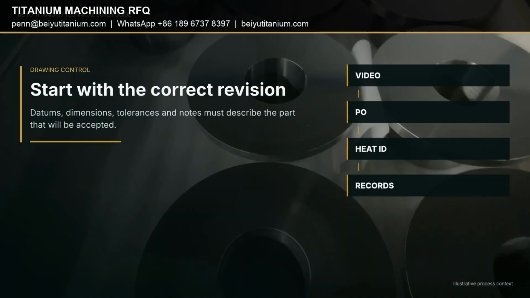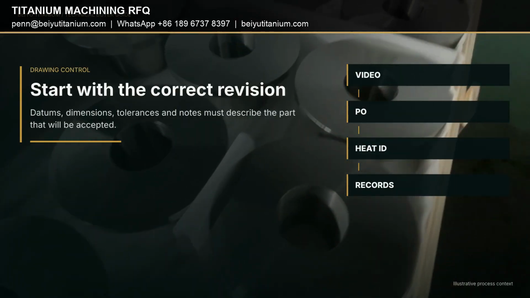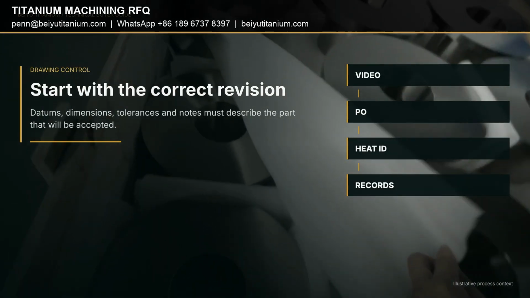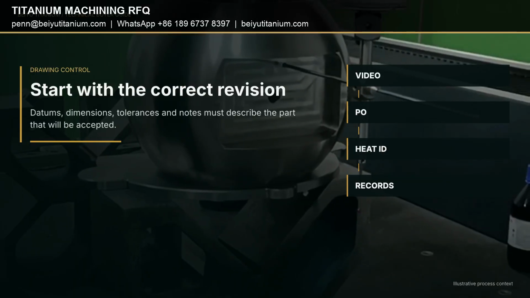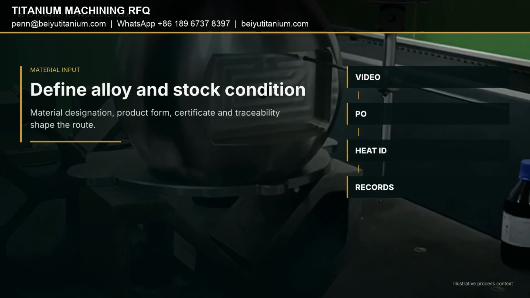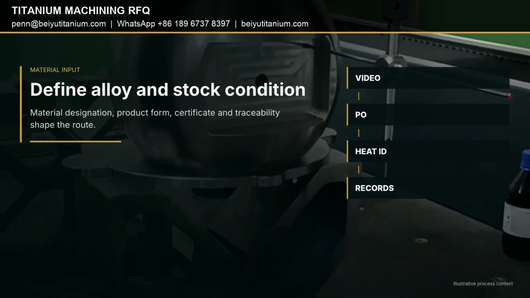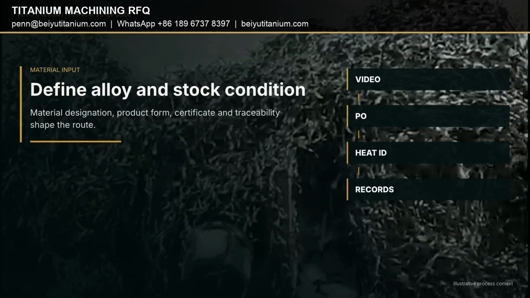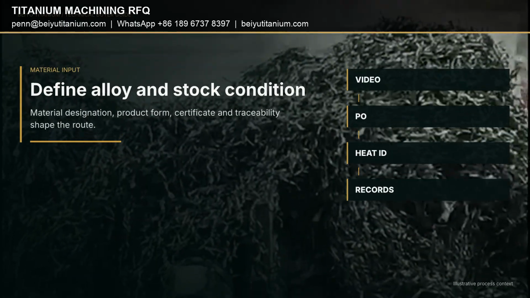The geometry influences setup strategy. Tool access, wall thickness, pockets, deep features, interrupted cuts, and the relationship between datums may change workholding and operation order. A supplier needs the complete geometry to review whether the part can be machined in one setup or requires several controlled setups. Tolerance should be connected to function and inspection.